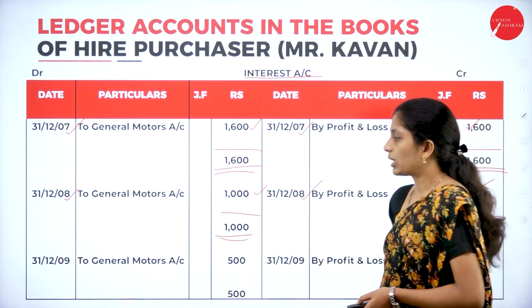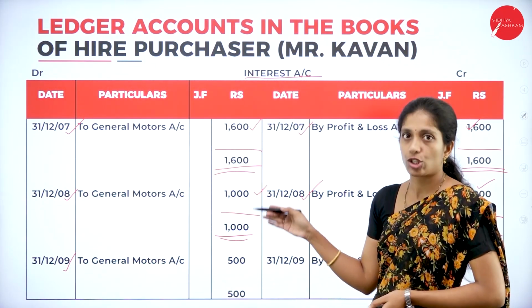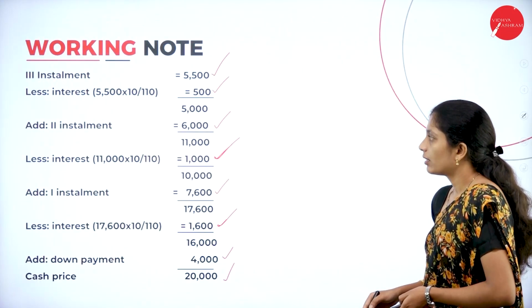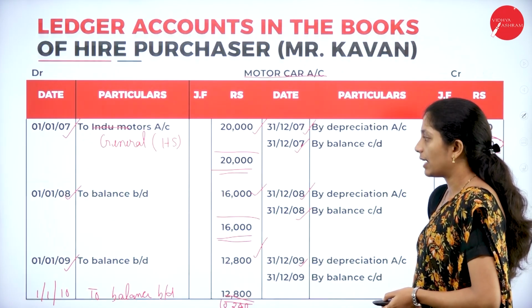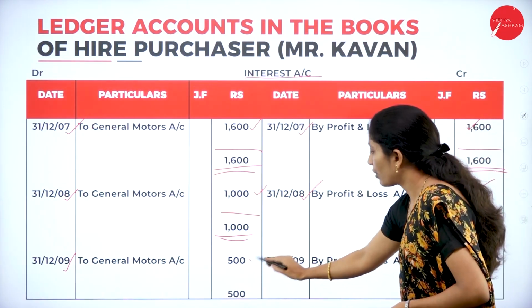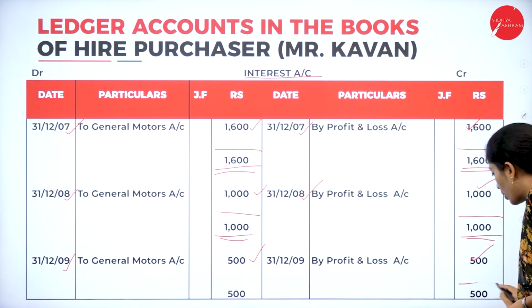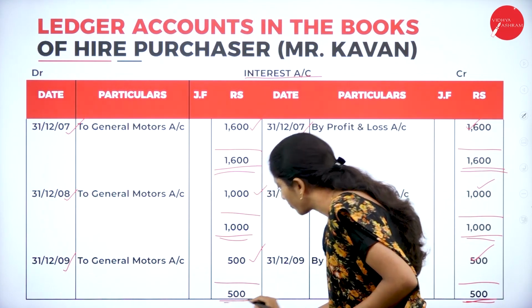In the same way for the third year, 31st-12-09, to General Motors account, that is to hire seller's account. What is third year interest? So third year interest is how much? 500. So write that 500, and transfer this 500 to profit and loss account. So your total of debit side will be equal to total of credit side.